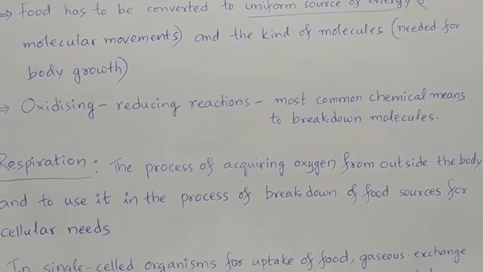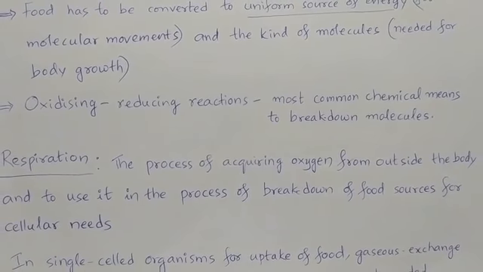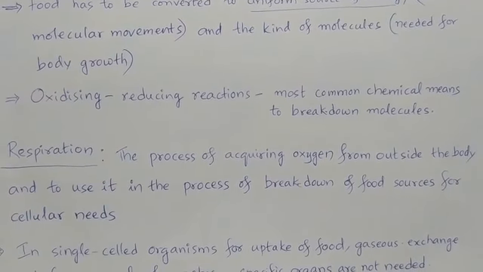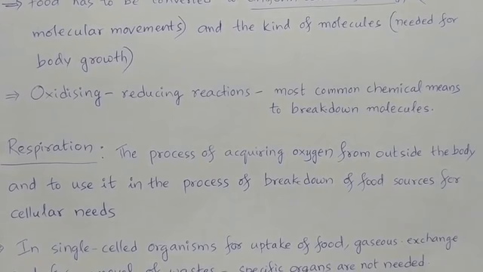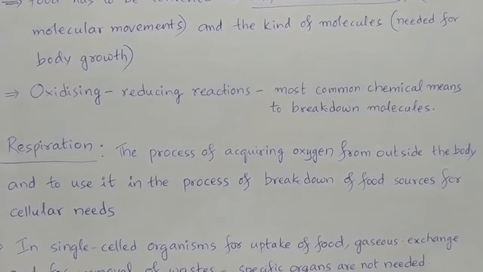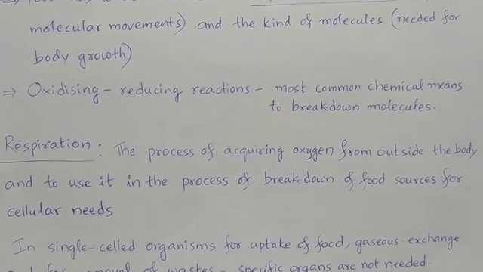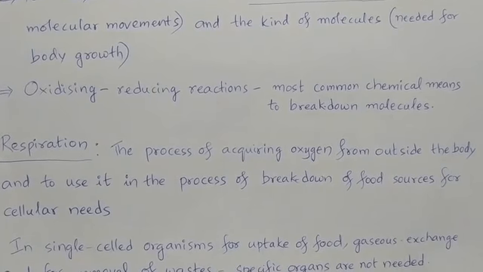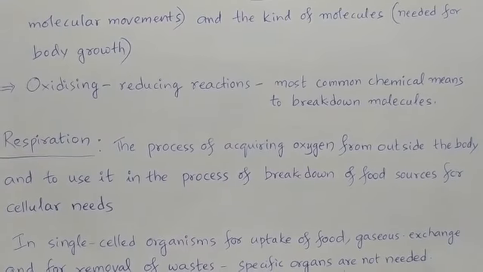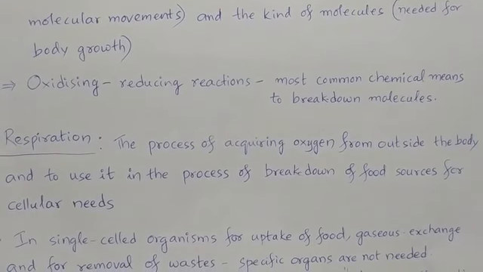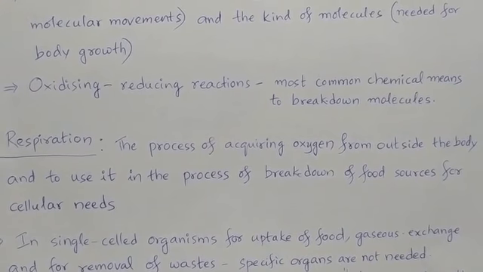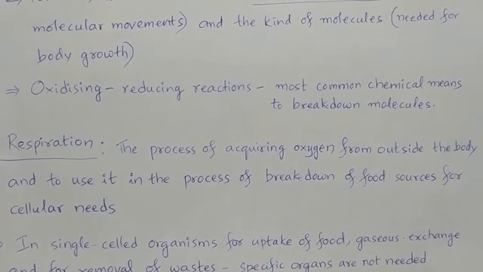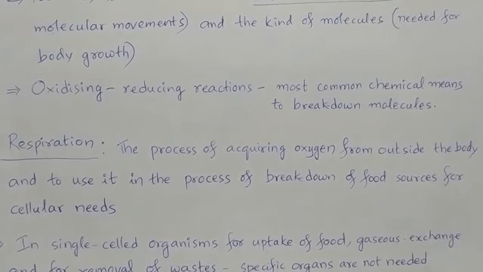So what is that process known as? The process of acquiring oxygen from outside the body of the organism and using it in the process of breakdown of food sources for cellular needs is known as respiration. What is respiration? The process of acquiring oxygen from outside the body of the organism and using it inside the organism in the process of breakdown of food sources for cellular needs is known as respiration.